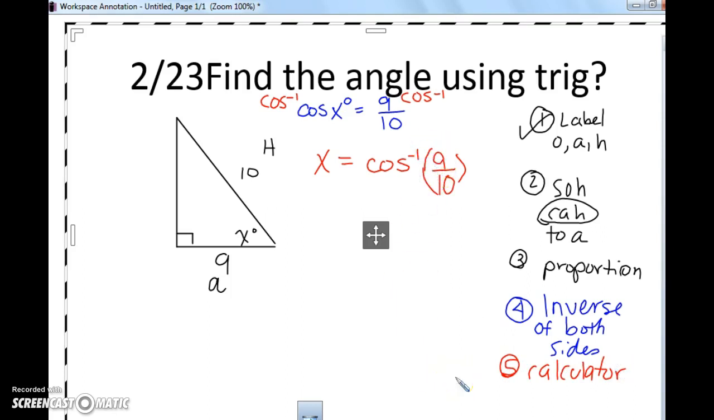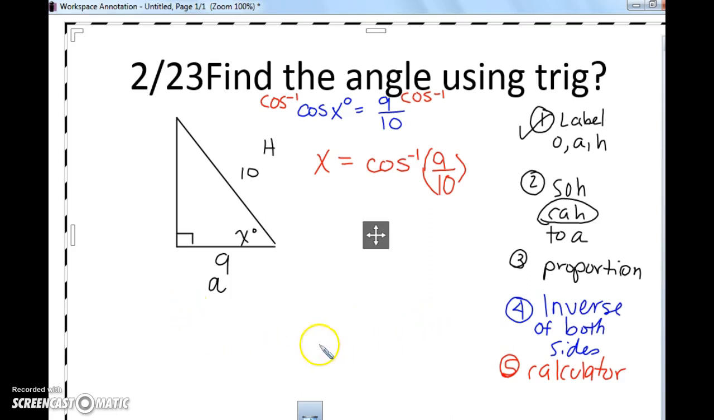Now, if you have an older professor one day, you might hear it called arc cosine. Means the same thing. The way that you would read this is x is the angle whose cosine is 9/10. I had to think for a minute. An angle whose cosine is 9/10 is what we're looking for.